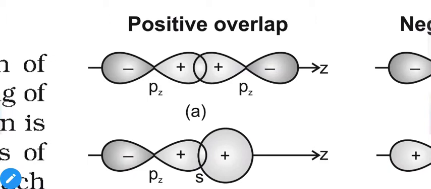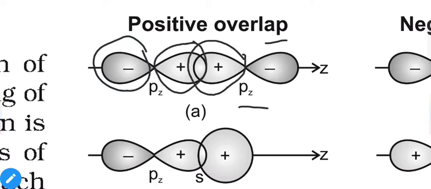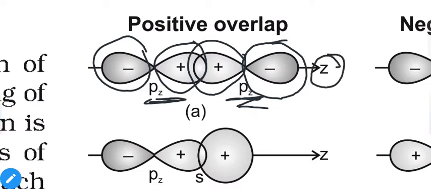First, positive overlapping. As we can see, we have two different pz orbitals of two different atoms, and both of them show two different lobes. These are called lobes. In the first, this will be the negative lobe and this will be the positive lobe, and similarly for the second, this is positive and this is negative. Both of them are pz orbitals, so they are present on the Z axis.